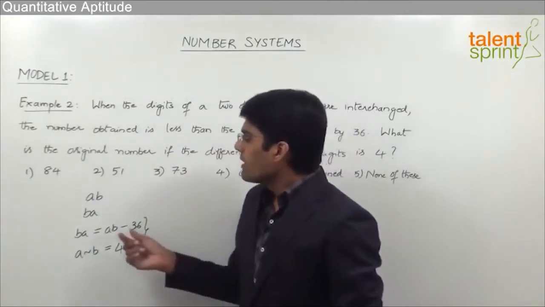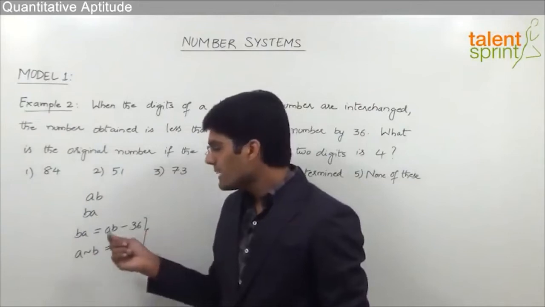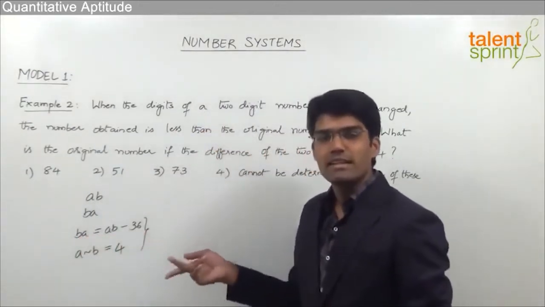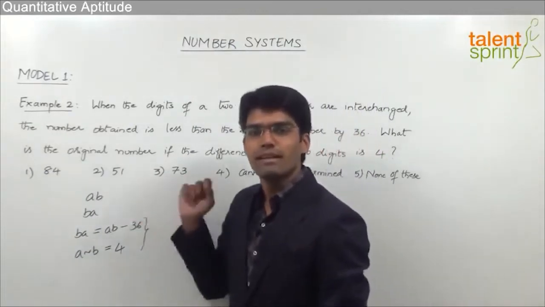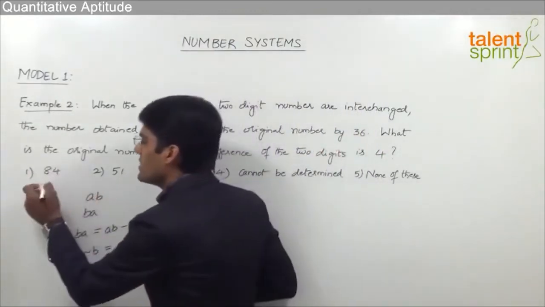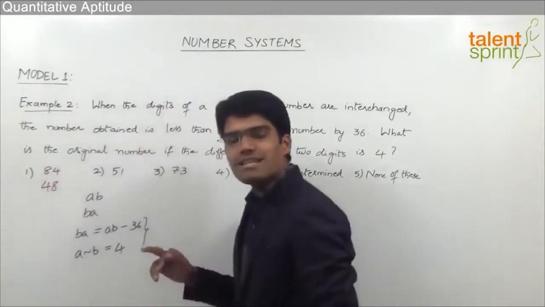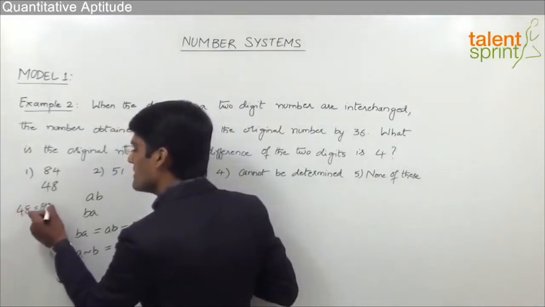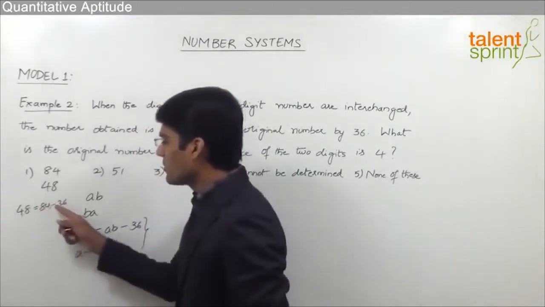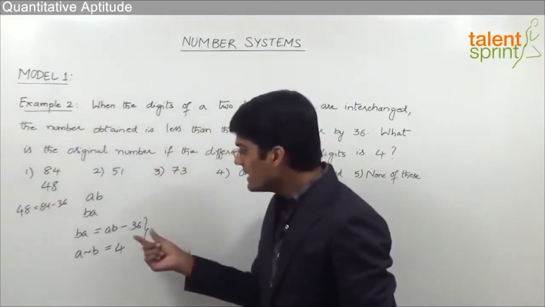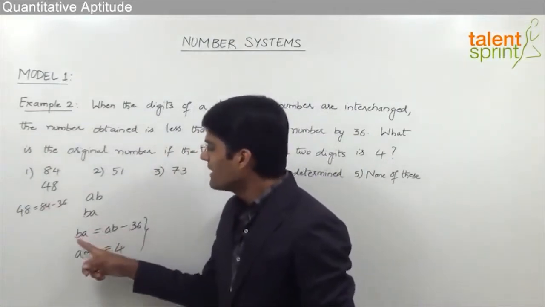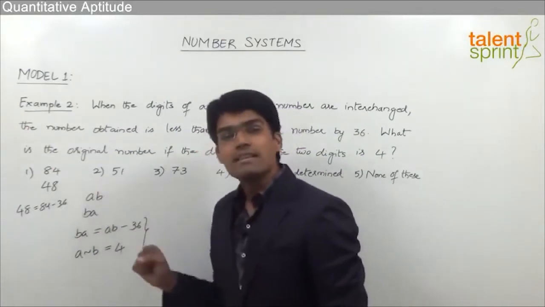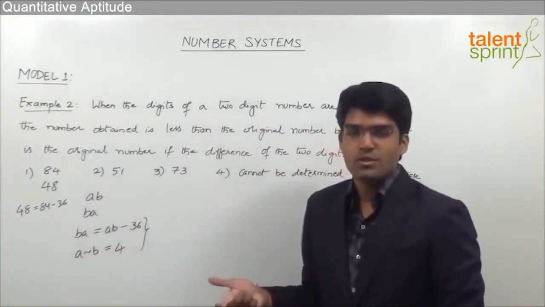Let us now go for the second condition in option number 1. The second condition here is BA equals AB minus 36. That means the interchanged number should be less than the original number by 36. So if we interchange the two digits, what we get here is 48. 84 becomes 48, and 48 is equal to 84 minus 36. So very clearly even the second condition is satisfied. That is, the reverse number is the original number minus 36. So option number 1 satisfies both the conditions. So it has to be the correct answer.